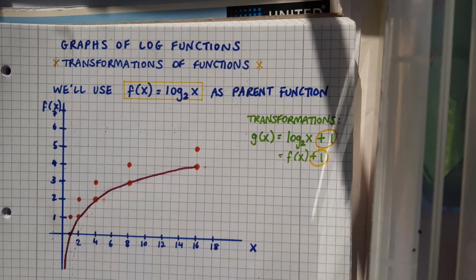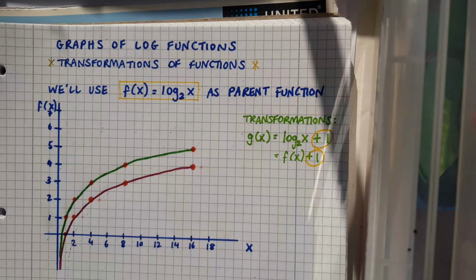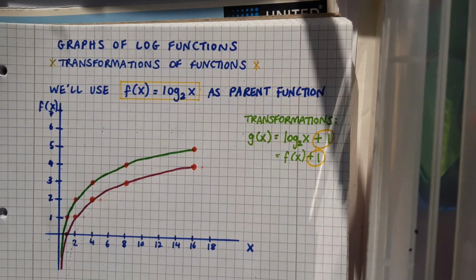So here I've marked in my g of x points. And when I join them together, you can see that it looks pretty much exactly like the f of x function, just that it's been moved up a little bit.